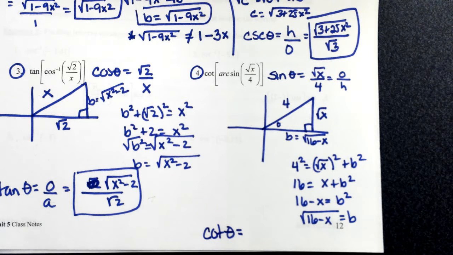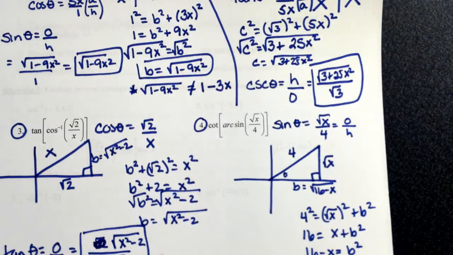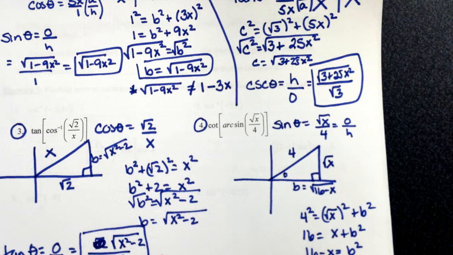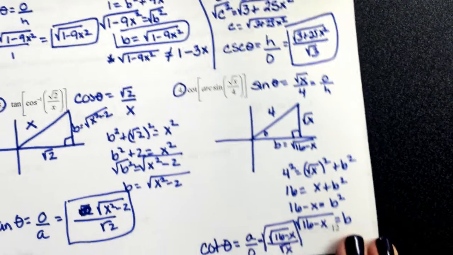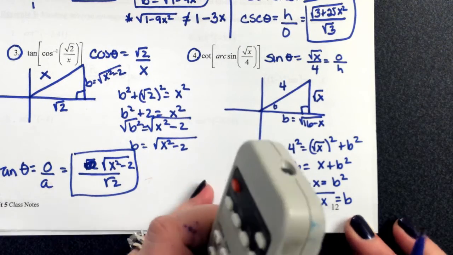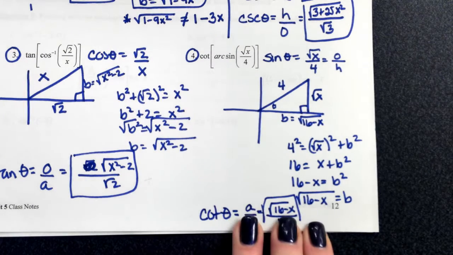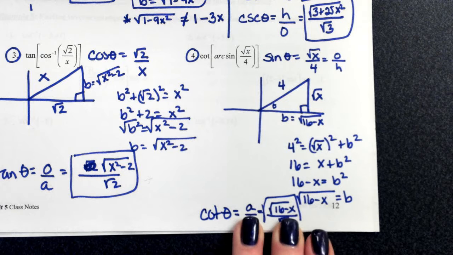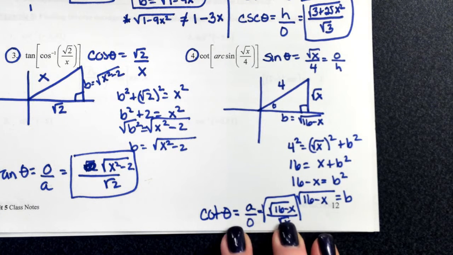By SOHCAHTOA, what does tangent represent? Tangent represents the opposite over adjacent, so cotangent's going to be what? Adjacent over opposite. So then from your triangle, it's going to be the square root of 16 minus x over square root of x. Okay? So any questions, guys, on, again, it's basically what you had to do last night for homework, those 4 problems, except now, instead of actually getting actual numbers, you have variables as part of your answers. So any questions on those?